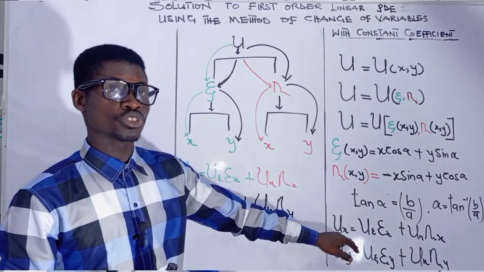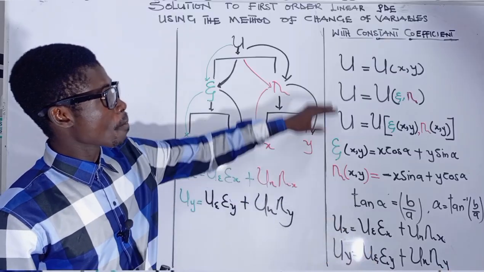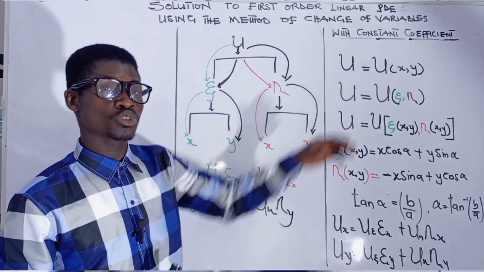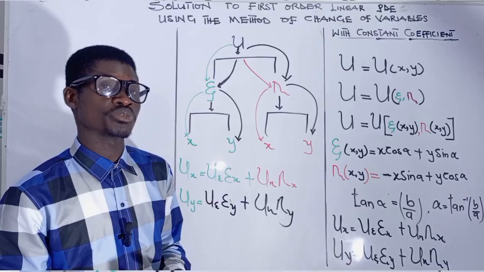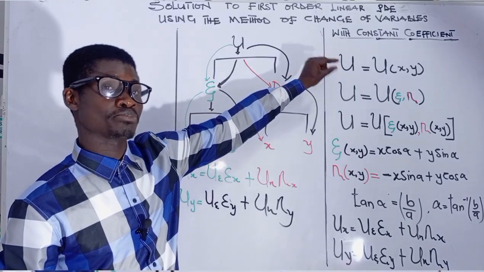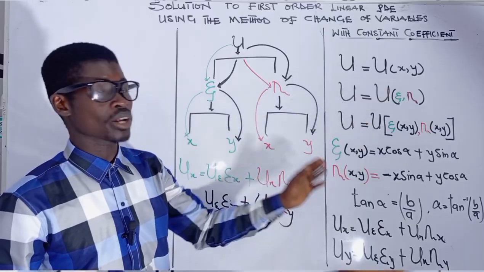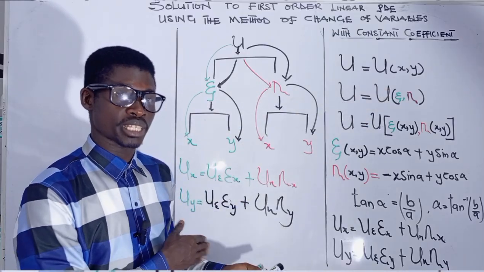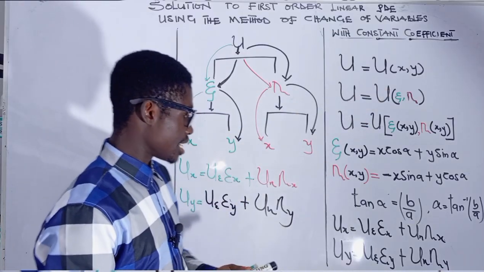This equation is going to reduce the partial differential equation into an ordinary differential equation. It is going to convert the equation which is given in partial differential equation form to an ordinary differential equation, and then we take it from there. Very, very easy and simple.